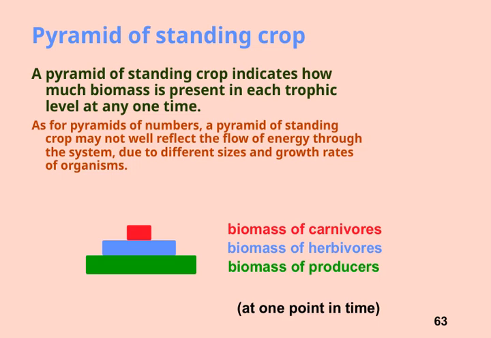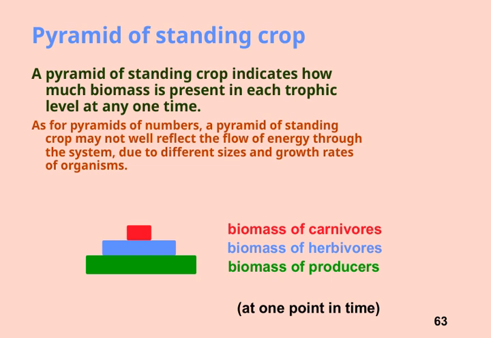Let's take a look at the pyramid of standing crop. This diagram shows us how much biomass is present at each trophic level at a specific moment in time. Essentially, it gives us a snapshot of the total living material, or biomass, in the ecosystem at that point. Just like the pyramids of numbers we discussed earlier, the pyramid of standing crop helps us visualize the distribution of biomass across different levels. However, it's important to remember that this kind of pyramid doesn't always perfectly reflect how energy flows through the system. That's because organisms vary greatly in size and growth rates. For example, a large tree might have a lot of biomass, but isn't necessarily consuming or transferring energy at the same rate as smaller, faster-growing plants.